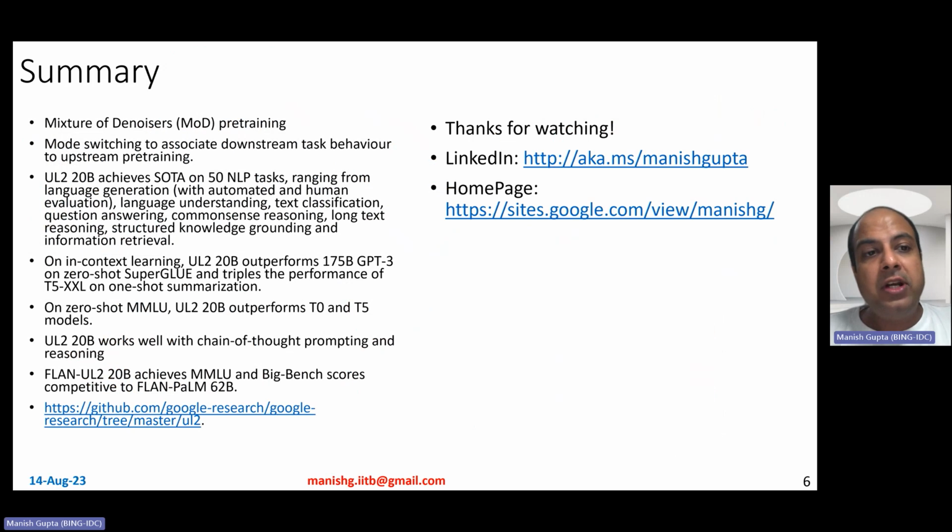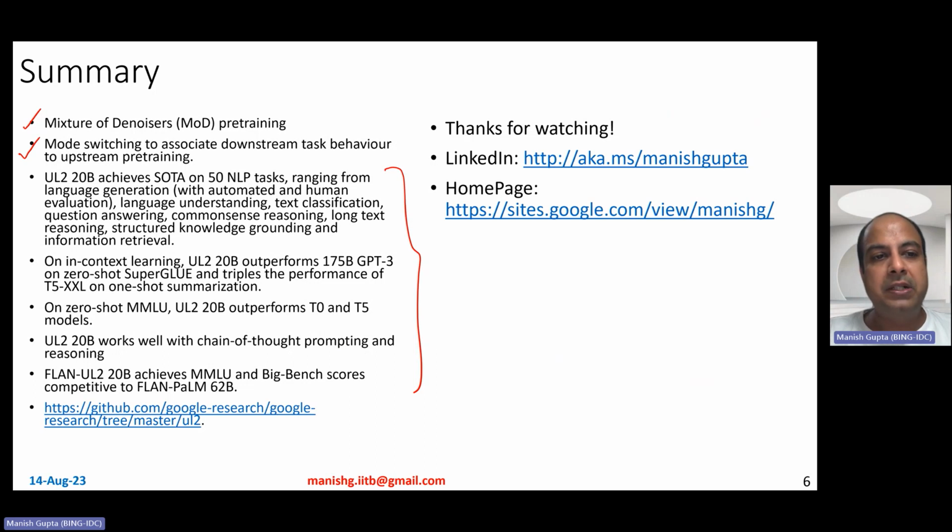Okay, so in summary, in this video, I talked about UL2 and Flan UL2 models. They are based on this principle of mixture of denoisers pre-training. They also have the special token prepended to the input so as to enable mode switching. And that helps associate downstream task behavior with an appropriate chosen upstream pre-training. Right. Several strong results in this paper. So UL2 20 billion achieves state of the art on 50 different NLP tasks.